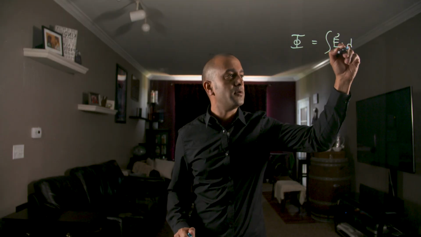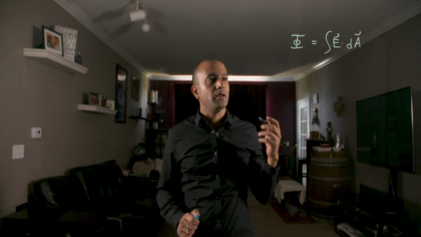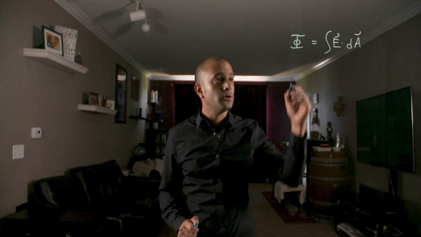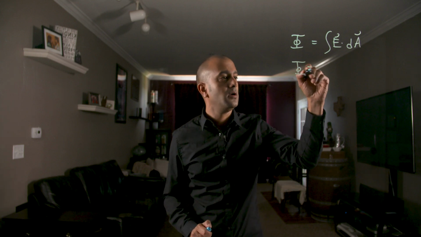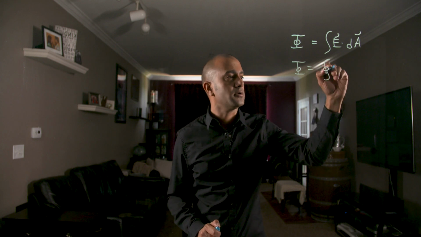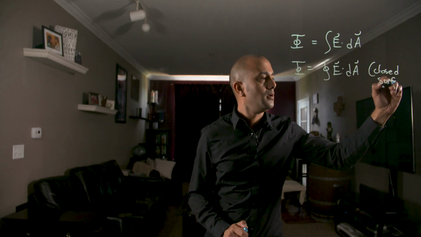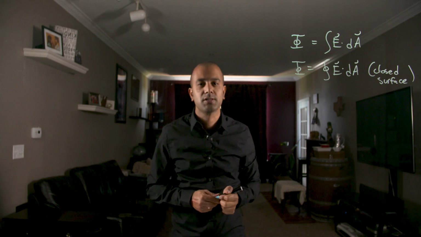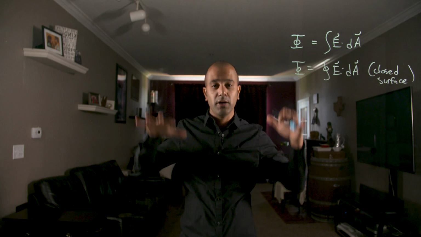In this video, we're going to calculate electric flux. Mathematically, the electric flux is the integral of the electric field over some surface. And if the surface is closed, you write it like this, with this circle and the integral sign. In words, the electric flux is the amount of electric field piercing a surface.